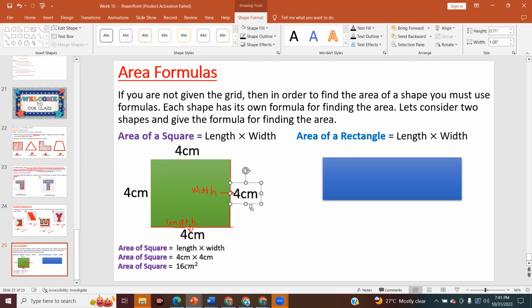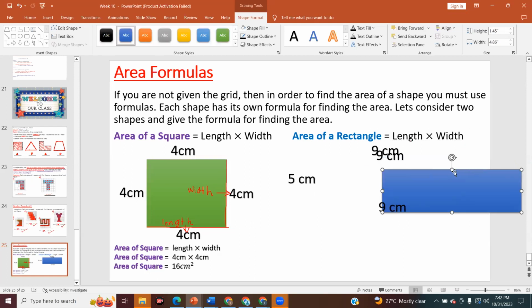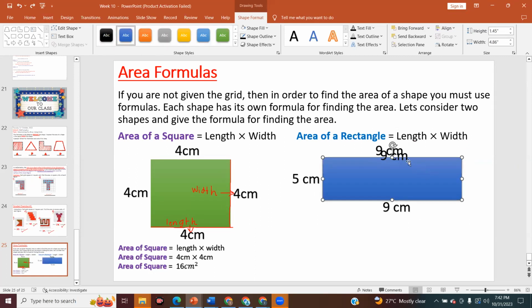So let's say that this one is 9 centimeters, okay? Let's say that this one is 5 centimeters. Let's say that this one is 5 centimeters. This side over here is also 5 centimeters.